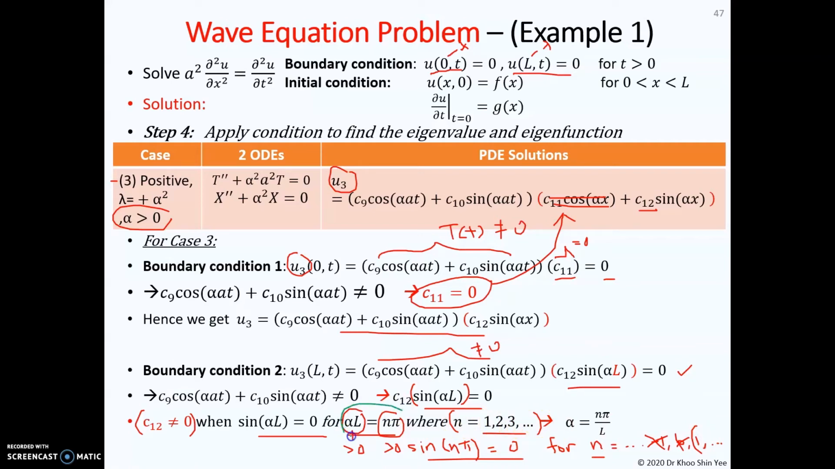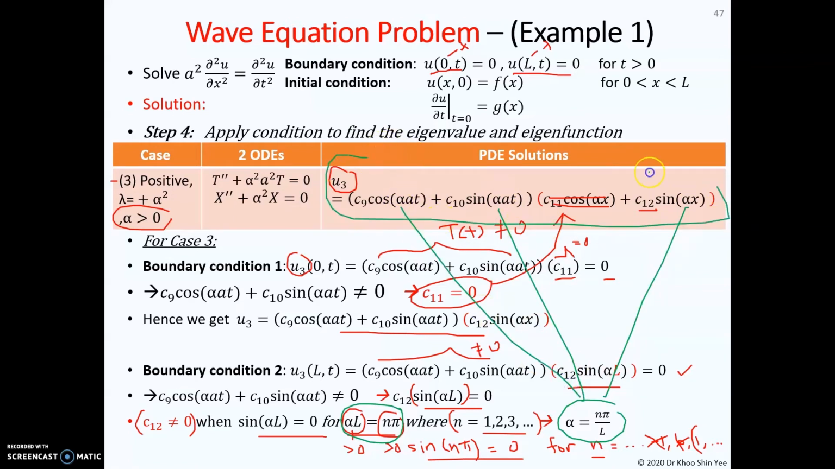Since you know that alpha L will be equal to n pi, rearrange this equation, and you obtain alpha equal to n pi over L. So you substitute this information inside the alpha here. Then this is the solution for U3. Since you have n solutions here from n equal to 1, 2, 3 and so on, this is no longer a single solution. It will be multiple solutions with n index.